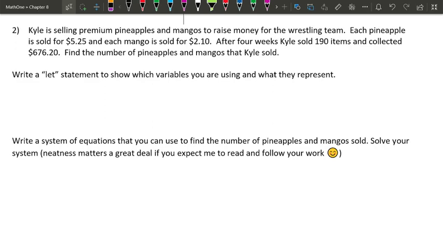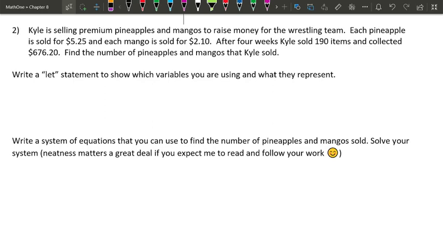So Kyle is selling premium pineapples, not those green store-bought ones. Premium pineapples and mangoes to raise money for the wrestling team. Each pineapple is sold for $5.25, and each mango is sold for $2.10. After 4 weeks, Kyle has sold 190 items and collected a total of $626.20. We are asked to find the number of pineapples and the number of mangoes that Kyle sold.